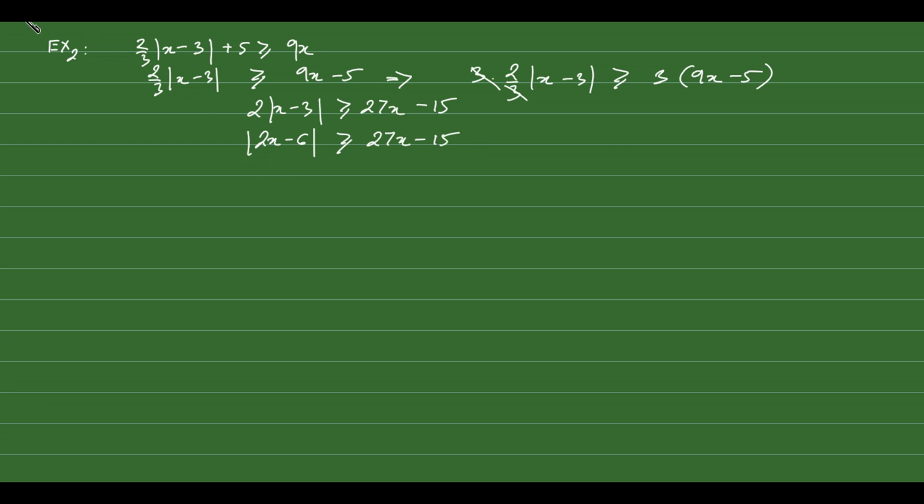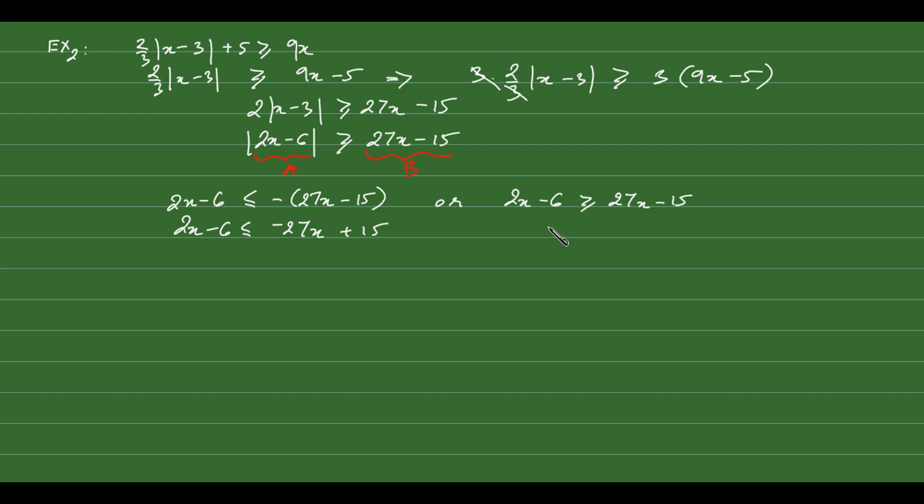Okay, so this is your A, and this will be your B. Then we can apply the formula now. Absolute of A greater than B, so it will be A less than or equal to negative B, kind of a big number, or A greater than or equal to B. Now we're going to solve it separately. So 2x minus 6 less than negative 27x plus 15.